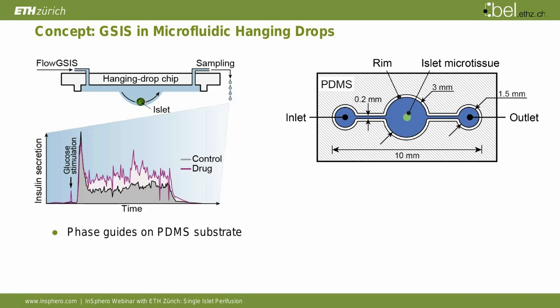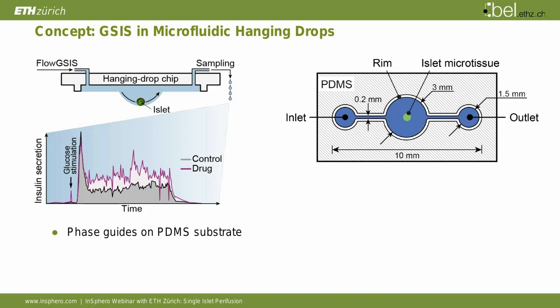The chip is based on a surface pattern PDMS substrate with a small rim structure, which acts as a fluid phase guide. You see the liquid represented in blue, and we have an inlet port on the left-hand side. We have a round circular hanging drop compartment in the middle of the chip. You also see the location of the islet microtissue, and we have an outlet port.